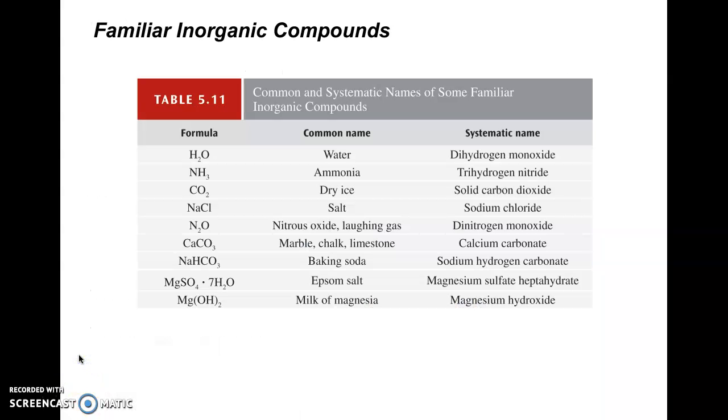Here is a list of some other familiar inorganic compounds: water, ammonia. Dry ice is carbon dioxide, which is solid. Calcium carbonate is the same thing as chalk or marble, once again depending on that crystal structure. Magnesium sulfate is also what we call Epsom salts. So there are a lot of these compounds that we will study that you actually will run into often in day-to-day life. All right, and we will move on to the next section.